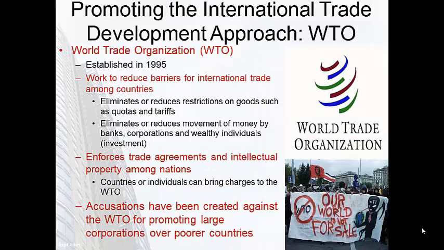Now, what are some items that promote international trade? Well, one is the WTO, or World Trade Organization, which was established in 1995 in order to reduce barriers for international trade among countries. They do two of the following items. They eliminate or reduce restrictions on goods through quotas and tariffs. So basically, they're increasing investment. They also enforce trade agreements and intellectual property among nations. And countries or individuals can actually bring charges to the WTO, not just a country. So accusations have also been created against the WTO for promoting large corporations over poorer countries.